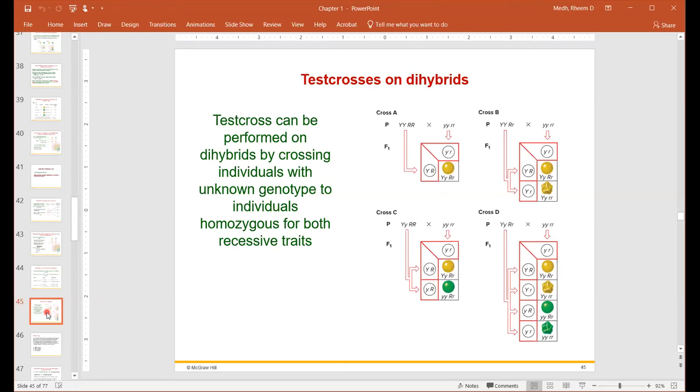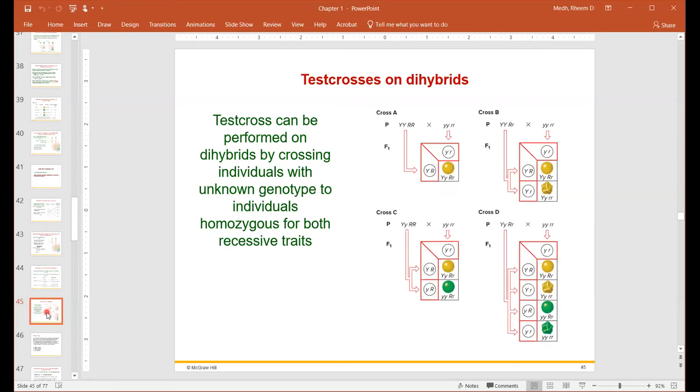So just like we saw for the monohybrids, a test cross is crossing an unknown genotype to a homozygous recessive. If you had a yellow and round, which would be an unknown genotype, what are the options for yellow and round? You have options like this. Yellow and round could be like this.